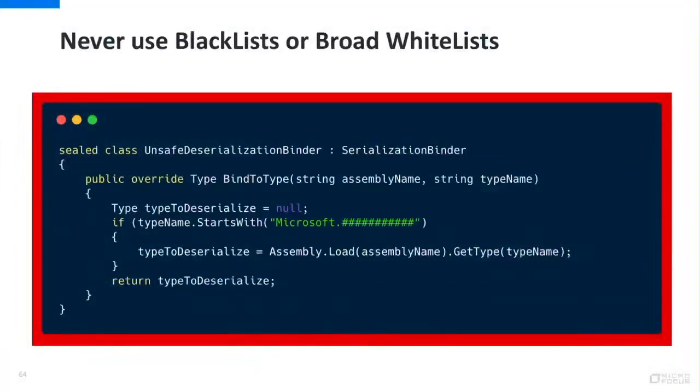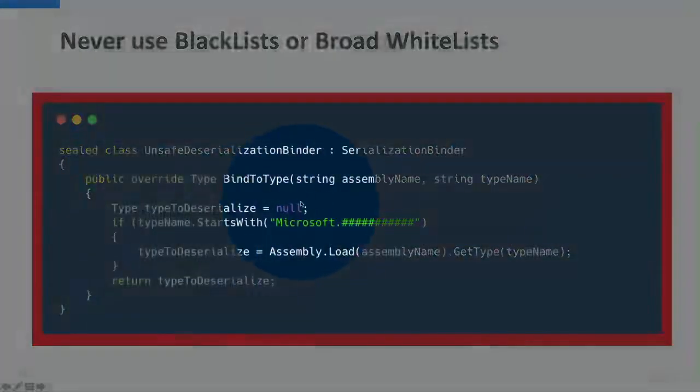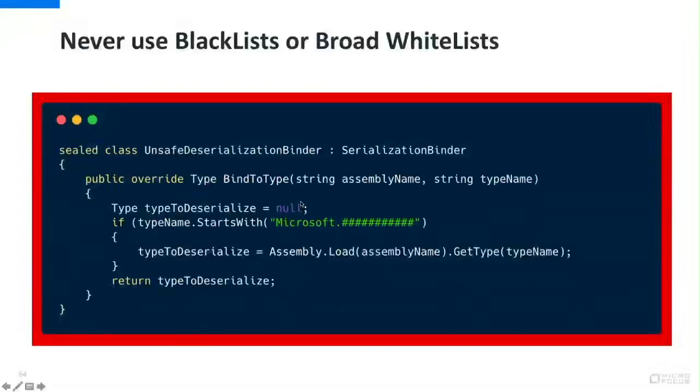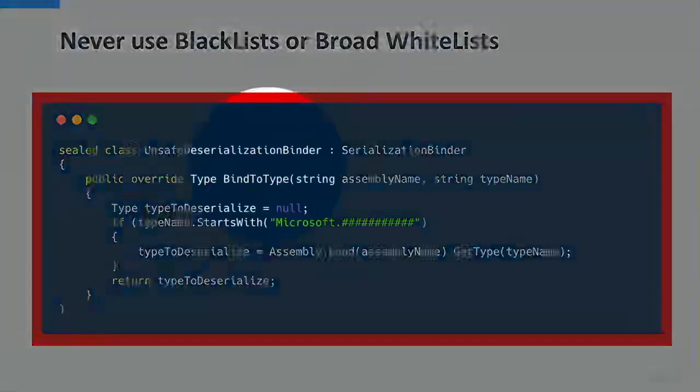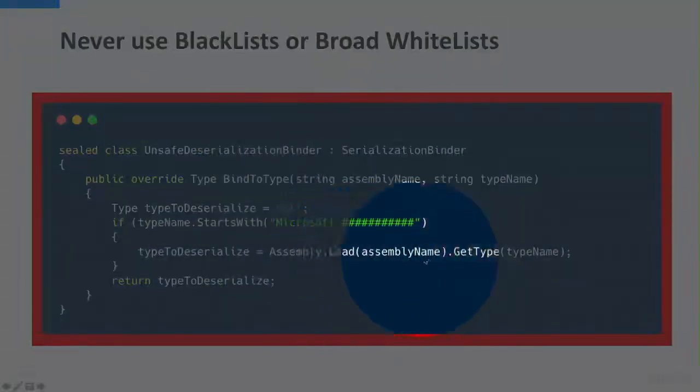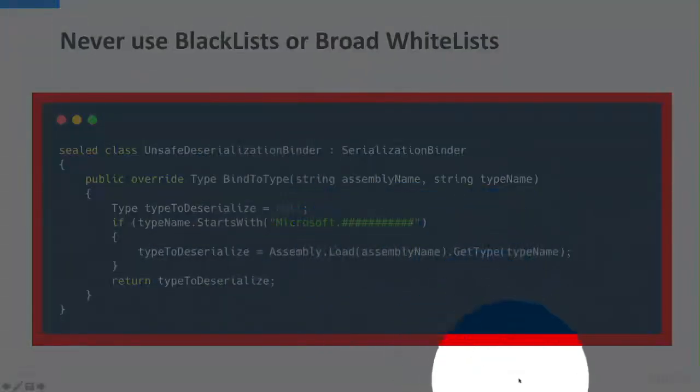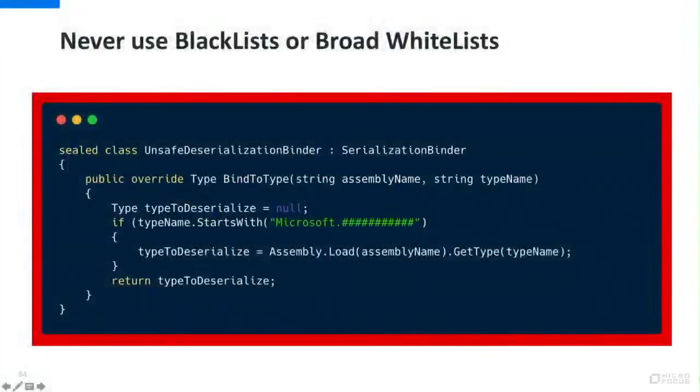First of all, if you return null, it may not do what you think it's doing. It's not going to abort the deserialization. It's going to fall back to the default binder, which will bind anything, including the remote code execution gadget type, so it's not protecting anything. The second problem here is that loading the type using reflection at deserialization time is very costly, and actually this will lead to DOS.